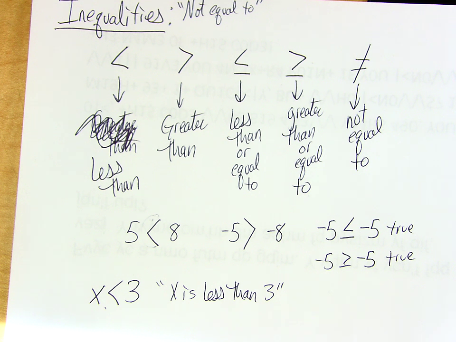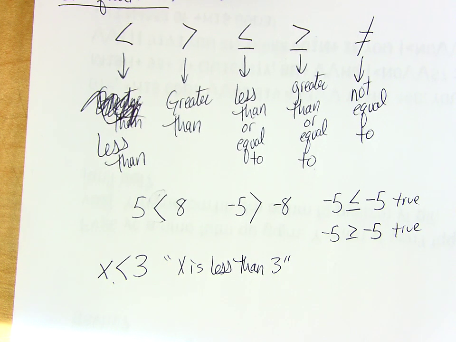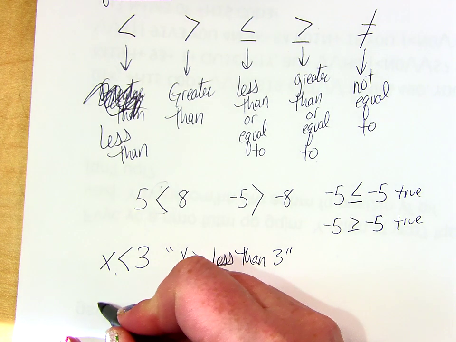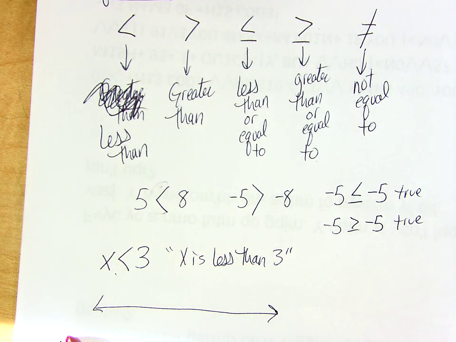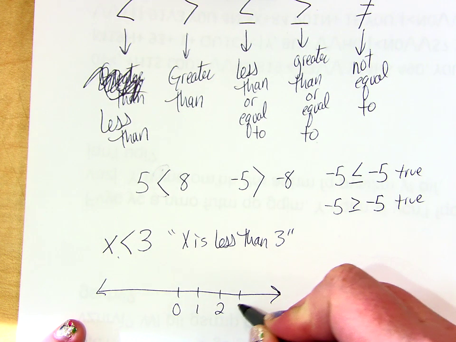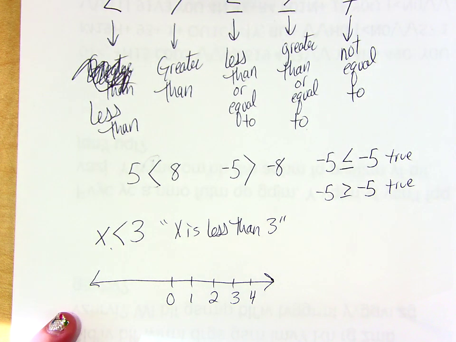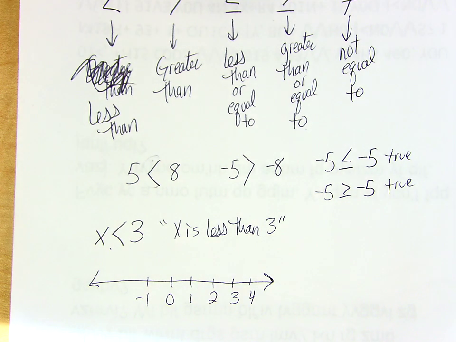We can also graph these. Do you remember having to graph these? Have you ever done that on the number line? Well, if you haven't or if you forgot, all you have to do is draw yourself a number line. You don't need to give me all the numbers in the whole wide world, just a couple of the ones around what you need. Maybe I'll throw in a negative 1. If I wanted to graph this, could X less than 3 be a negative number? Sure, because isn't negative 2 less than 3?